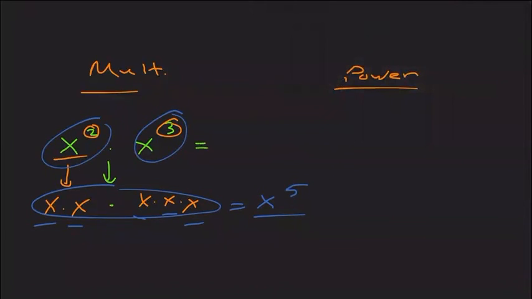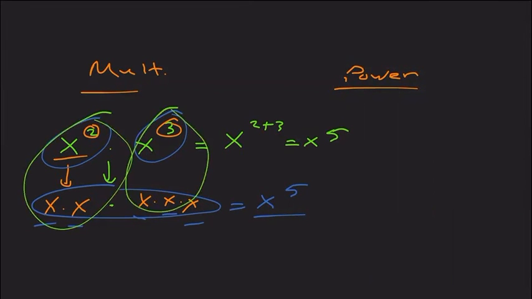And we could have used our property to shortcut that. We could have said x to the 2 plus 3, which is x to the 5th. This is just saying we have 2 x's and we're getting 3 more x's. Now we have a total of 5 x's.